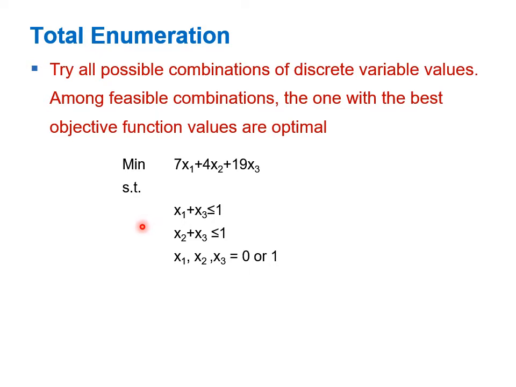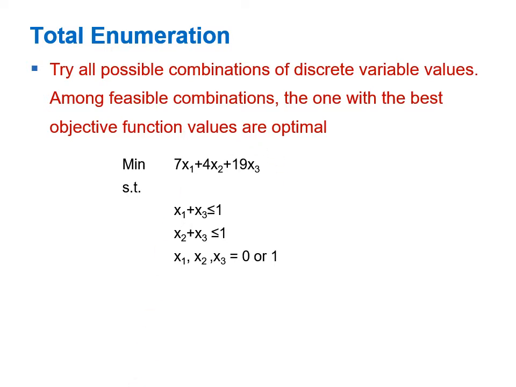What's total enumeration? Total enumeration is actually a very primitive algorithm, as I told you. It tries all possible combinations of discrete variable values. When I say discrete, it means integer variables, okay? Sometimes integer restricted variables are called discrete variables. So in total enumeration, we try all possible combinations for these variable values and first identify whether these combinations are feasible or not by checking the constraints, and then we calculate their objective function values and we select the best one.